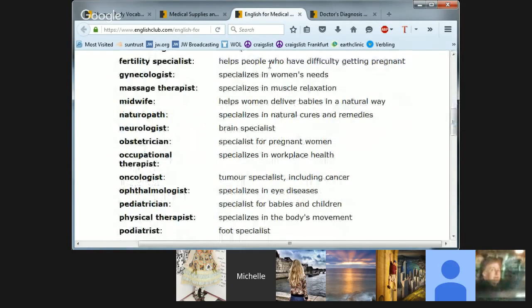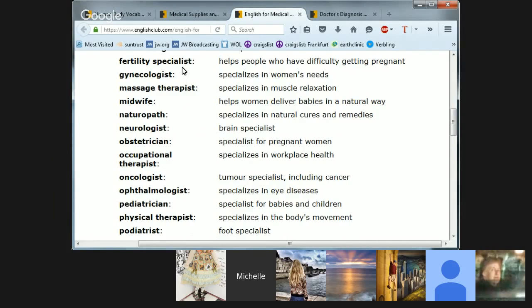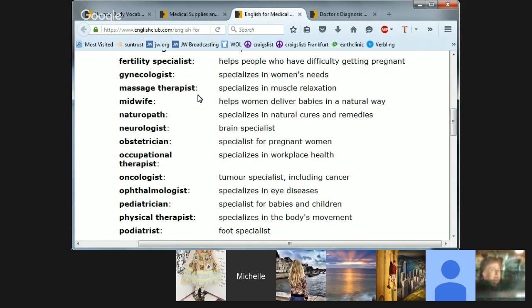All right. Akka, can I ask you to read the next three? Fertility specialist helps people who have difficulty getting pregnant. Gynecologist specializes in women's needs. A massage therapist specializes in muscle relaxation. Very good. Excellent.